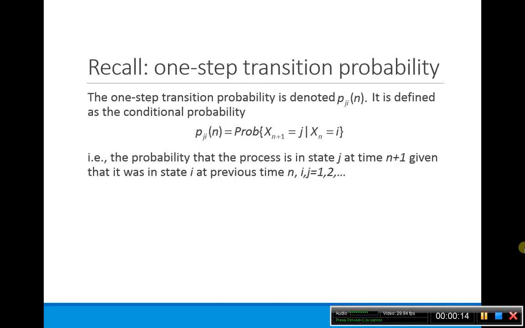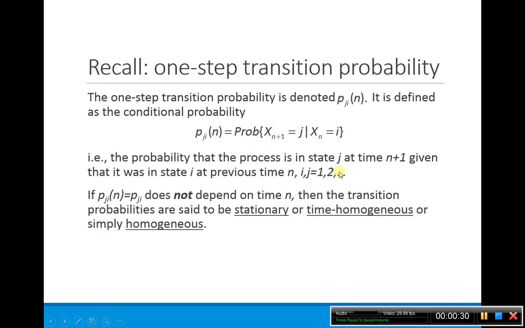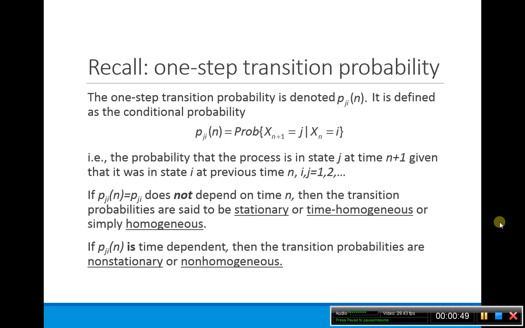Okay, so just a reminder, in the previous lectures we talked about a one-step transition probability. This is the probability that you're in state i at the present time, and that you're going to move to state j in the next time step. Here, if p_ji(n) is just a constant, it does not depend upon n or the time, then it's said to be stationary or time homogeneous, or you can just say homogeneous. If it truly does depend upon the time, then it's non-stationary, or called non-homogeneous. So just a little bit of terminology here.